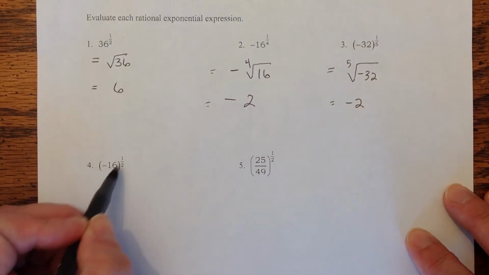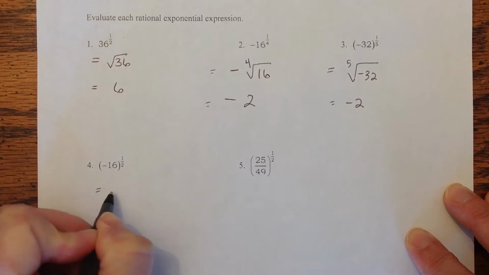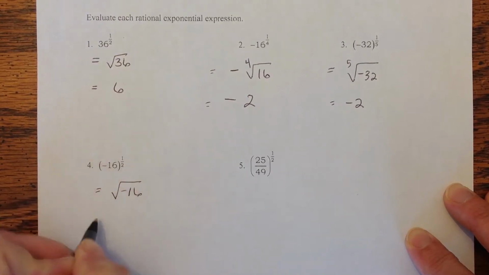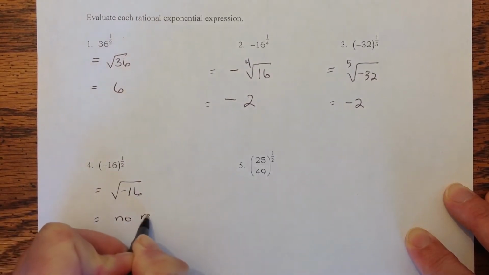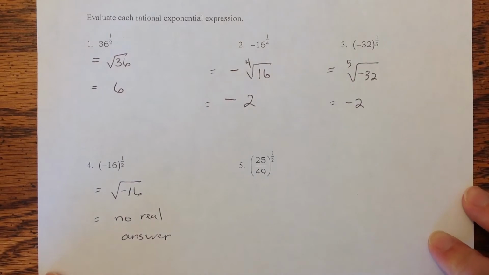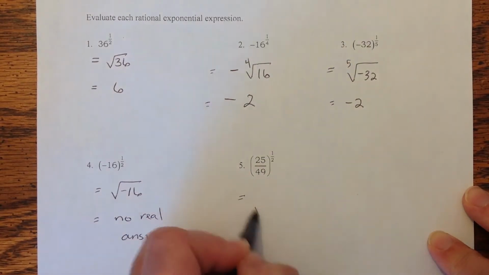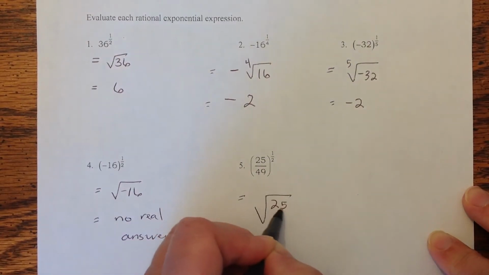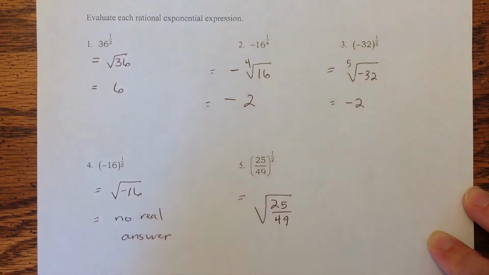Negative 16 all to the 1/2 power would translate to the square root of negative 16, which is no real answer because we cannot take the square root of a negative number. This one is the square root of the entire fraction, 25/49. We apply the square root to each number, so we get 5/7.